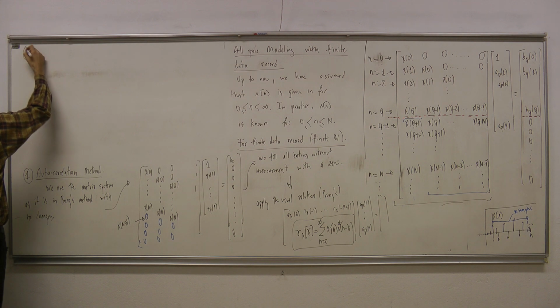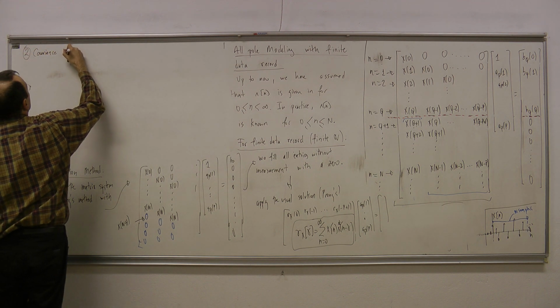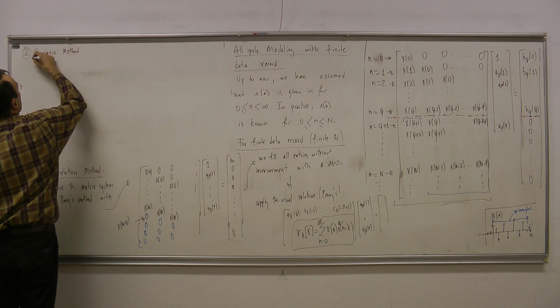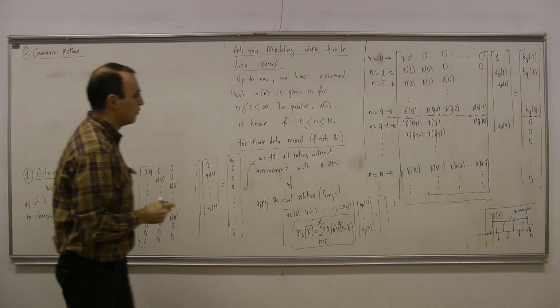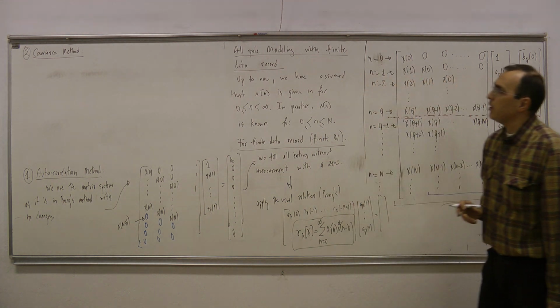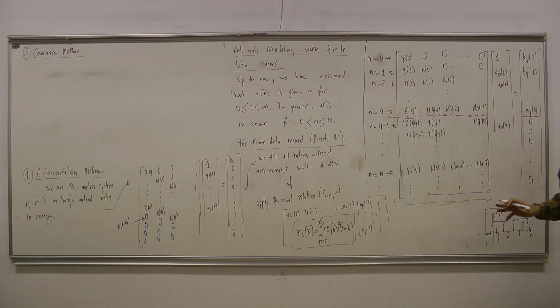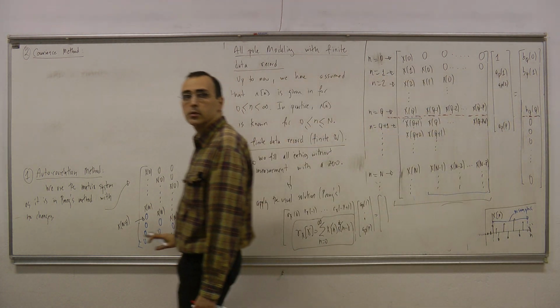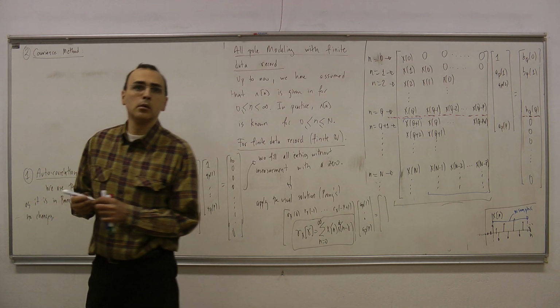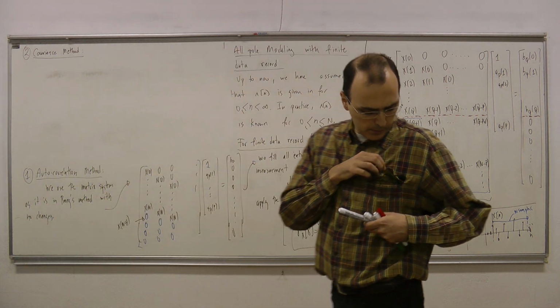Now the second method is called the covariance method, for finite data records. In the covariance method, we don't want to introduce any assumption into the equation system.